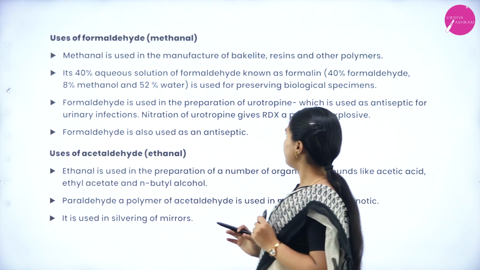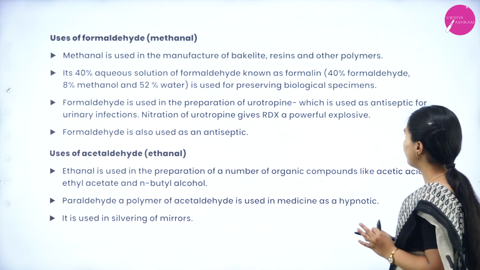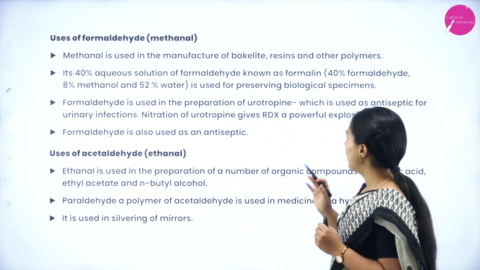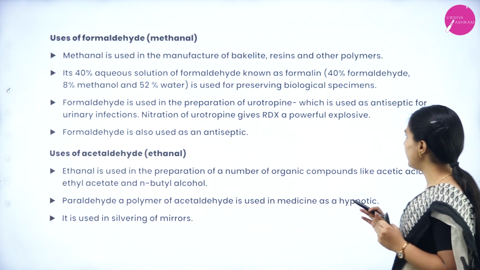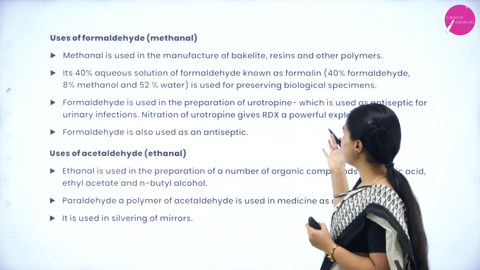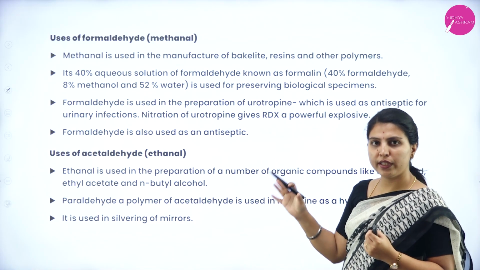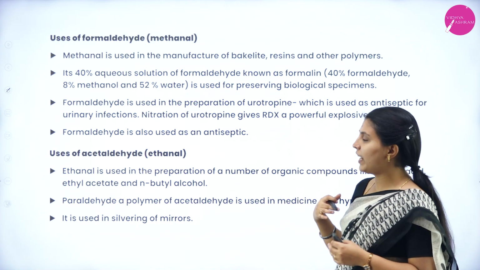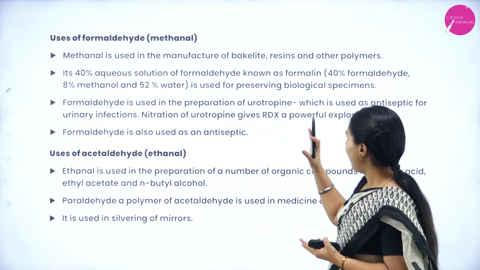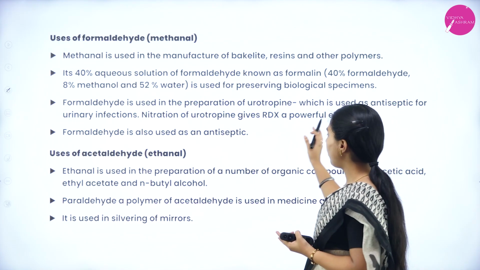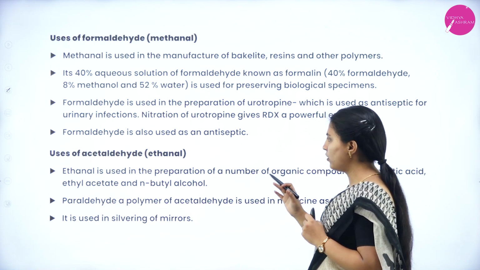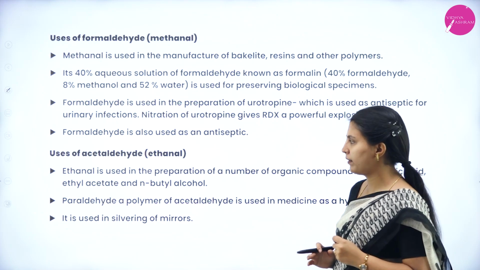Formaldehyde is used in the preparation of urotropine, which is used as an antiseptic for urinary infection. Nitration of urotropine gives RDX, a powerful explosive. It is used in the preparation of a medicine to cure urinary infection, and also nitration of urotropine, which is used as medicine, if you nitrate that one, it will give RDX, a powerful explosive also. Formaldehyde is also used as an antiseptic.